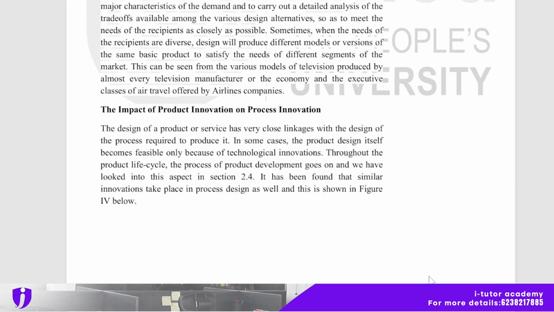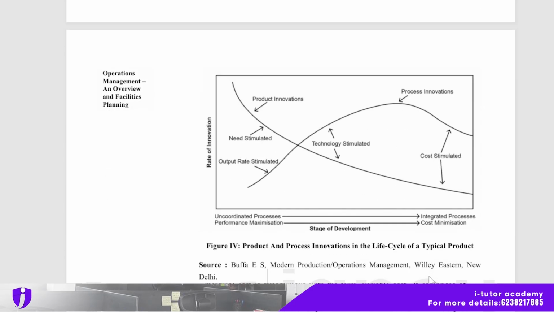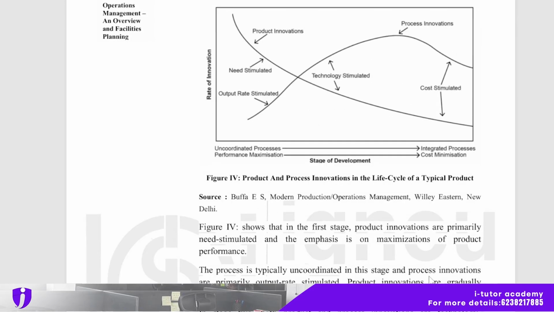The impact of product innovation on process innovation. The design of a product or service has a very close linkage with the design of the process required to produce it. In some cases, the product design itself becomes feasible only because of technological innovations. Throughout the product life cycle, the process of product development goes on, and we have looked into this aspect. So in section 2.4, it has been found that similar innovations take place. So here is one figure, please refer to this. Okay, this is product and process innovation in the life cycle for a typical product. Please refer to this.